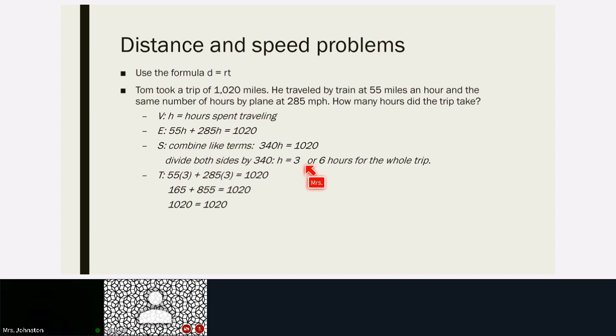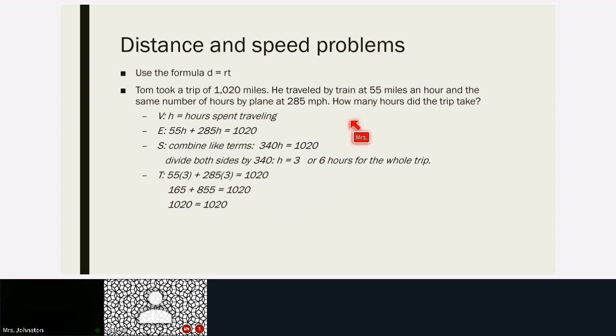So h equals 3. So is the answer 3? That's the hours spent traveling by each method, or 6 hours for the whole trip. So filling in the 3 for my h's, I get 55 times 3 plus 285 times 3 equals 1,020. 165 plus 855 does equal 1,020.